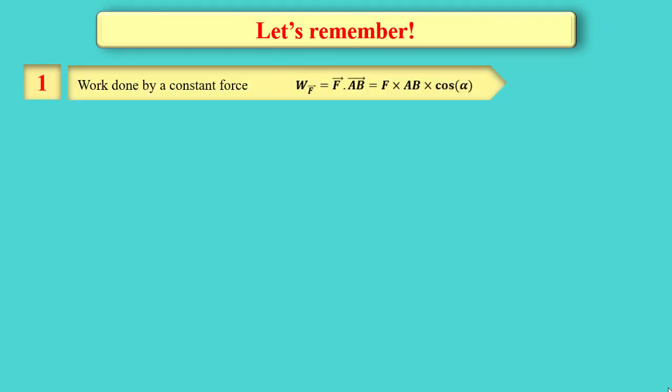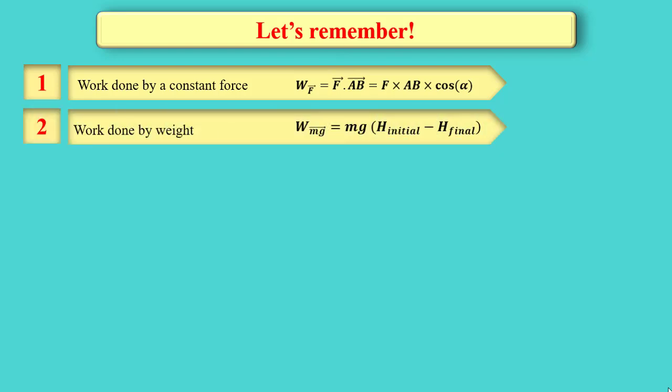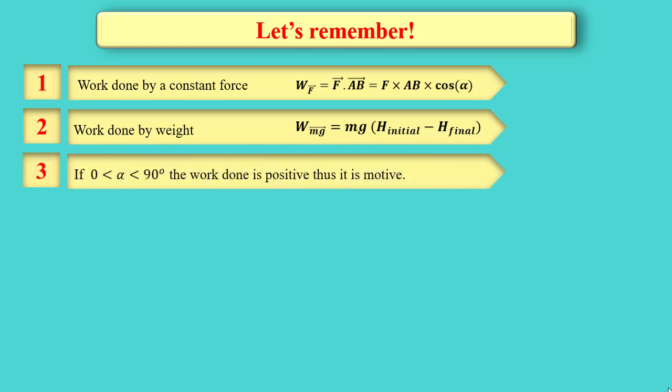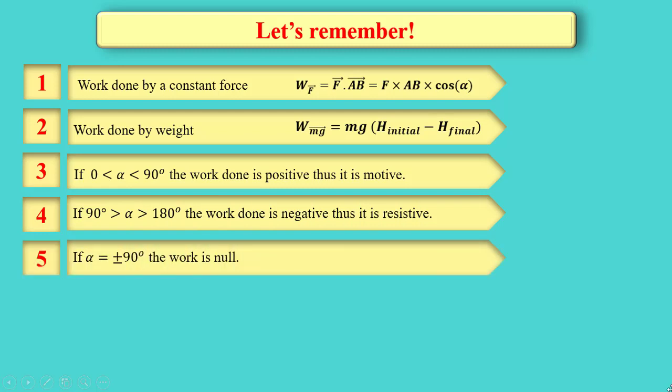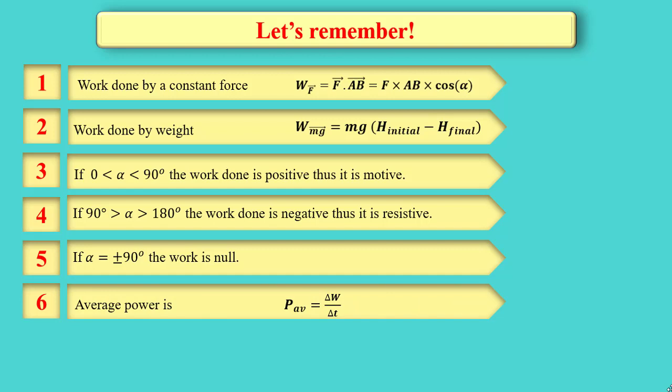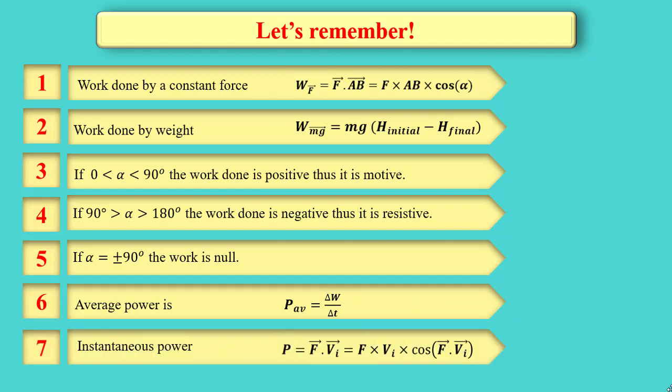First, we said work done by a constant force is given by the scalar product of F with AB vector. Work done by weight equals mg(h initial minus h final). If alpha is an acute angle between the force and the displacement, the work is positive and it is motive. If this angle is obtuse, then the work is negative, thus resistive. If the force is perpendicular to the displacement, then the work is null. The average power is the variation of energy with respect to time, and finally the instantaneous power is the scalar product of the force with the instantaneous velocity vector.